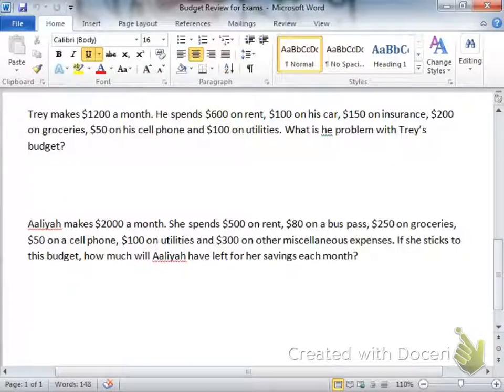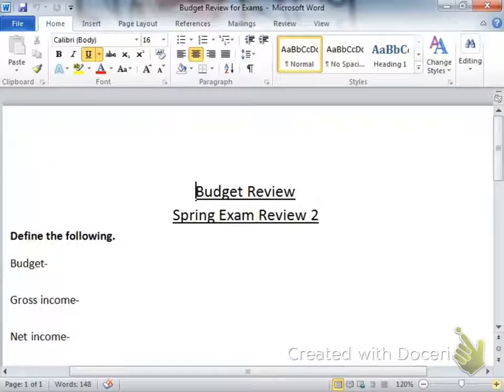So the next one says Trey makes $1,200 a month. He spends $600 on rent, $100 on his car, $150 on insurance, $200 on groceries, $50 on his cell phone, and $100 on utilities. That should say the, you can fix that on yours.